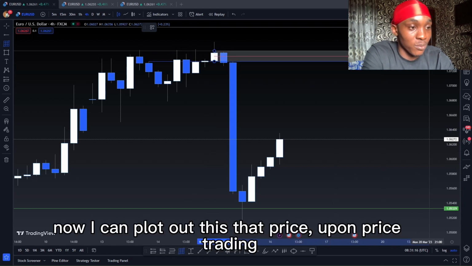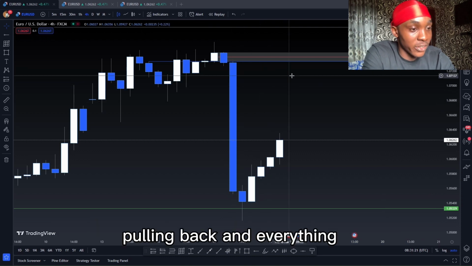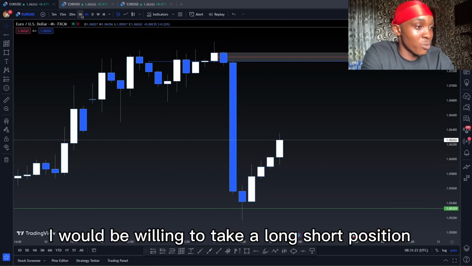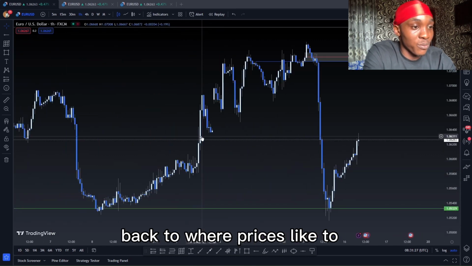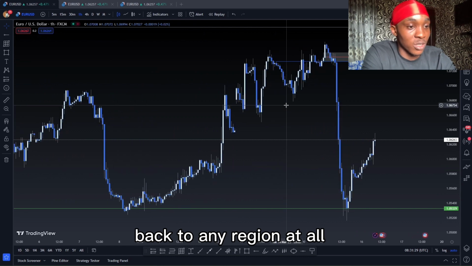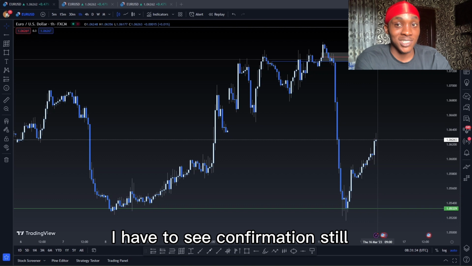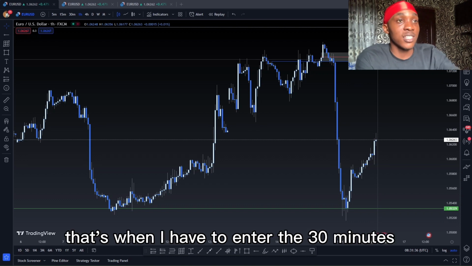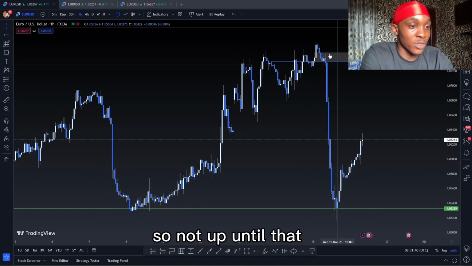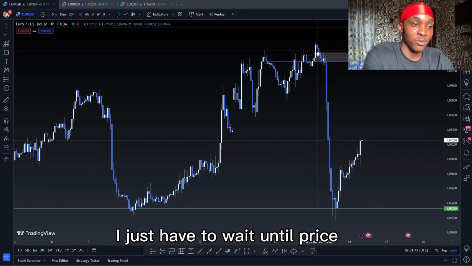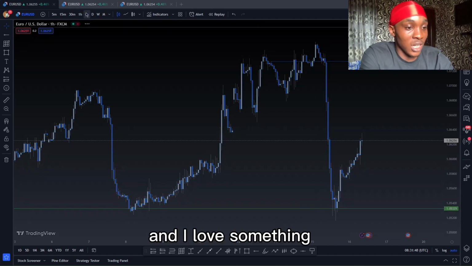Now I can plot out price trading, pulling back and everything, coming to reach here. I will be willing to take a long or a short position back to any region at all, right? Price doesn't just come here and I short. I have to see confirmation still. That's when I enter the 30 minutes, 15 minutes to find good entries, you understand? I just have to wait to see price reach this area for me to judge my sentiment.